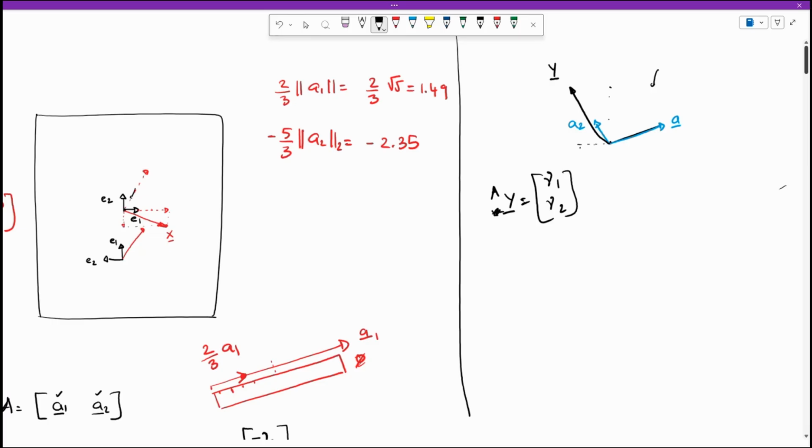Now the question is, how do you find the gamma 1 geometrically? Which distance? That we know, right? That is what? Root 5. Which vector? Okay. That distance also you can measure because you have the ruler. Yes.